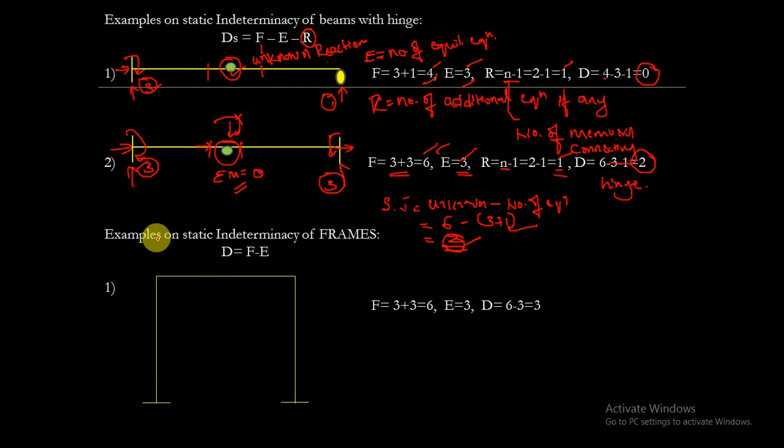Okay, let us see the static indeterminacy of the frames. Static indeterminacy of the frame is given by this equation, D equals F minus E. That is, F is nothing but unknown reactions, and E is nothing but equilibrium equations. And here there are 3 unknown reactions. Totally 3 plus 3, there will be 6 unknown reactions, and number of equilibrium equations we have is 3, and 6 minus 3, we have degree of static indeterminacy of the structure is 3.